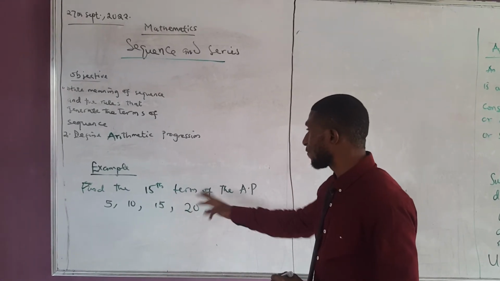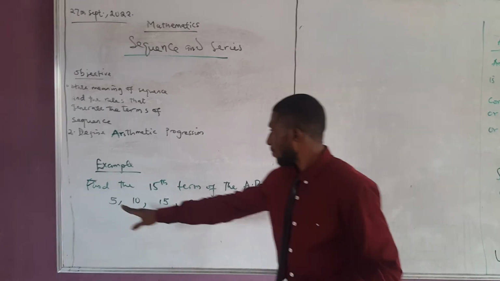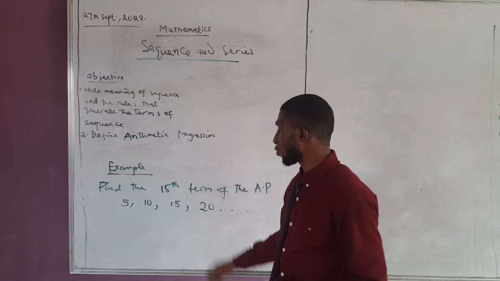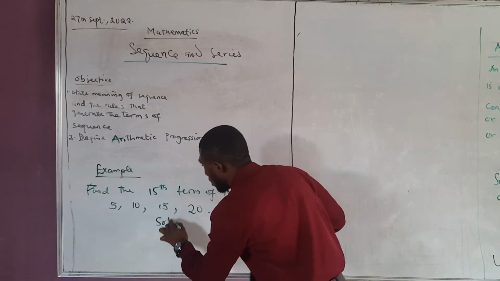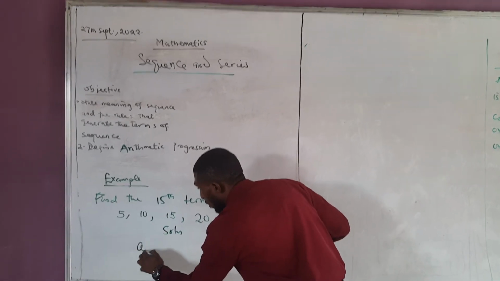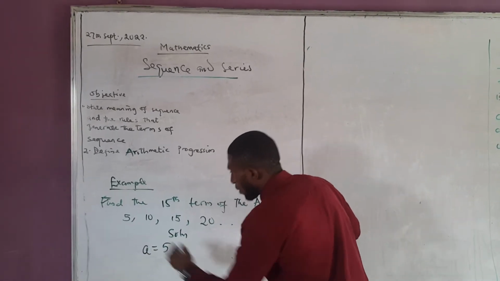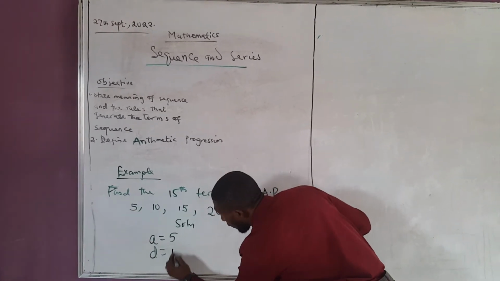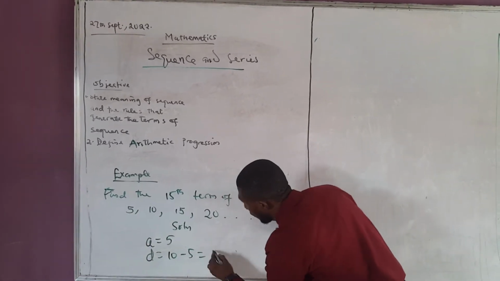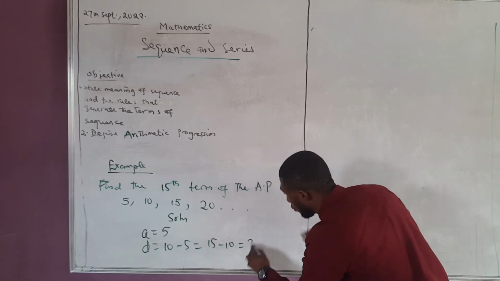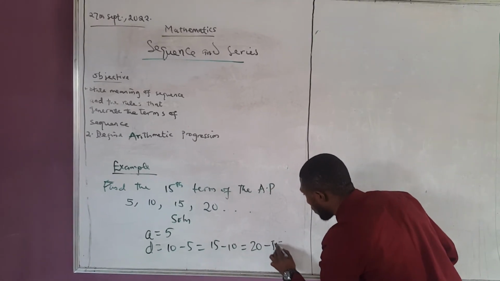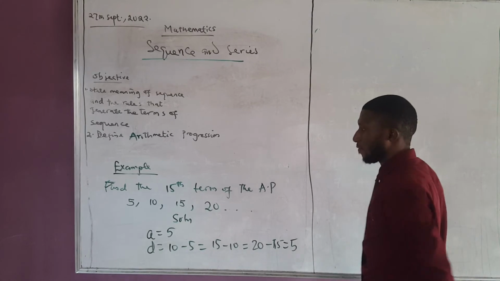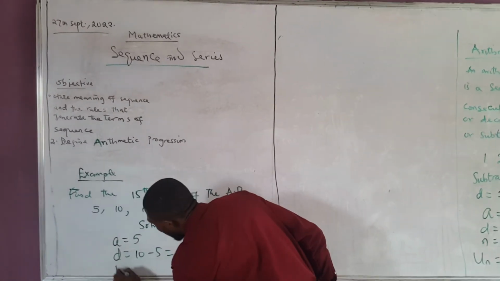Example. They say find the 15th term of the AP 5, 10, 15, 20. The first thing we need to do here is locate our first term, which is A, and that's 5. The common difference, which is D. Remember I told you it is the second term minus the first term. Therefore we have 10 minus 5, or we can use 15 minus 10, or 20 minus 15, which is 5.